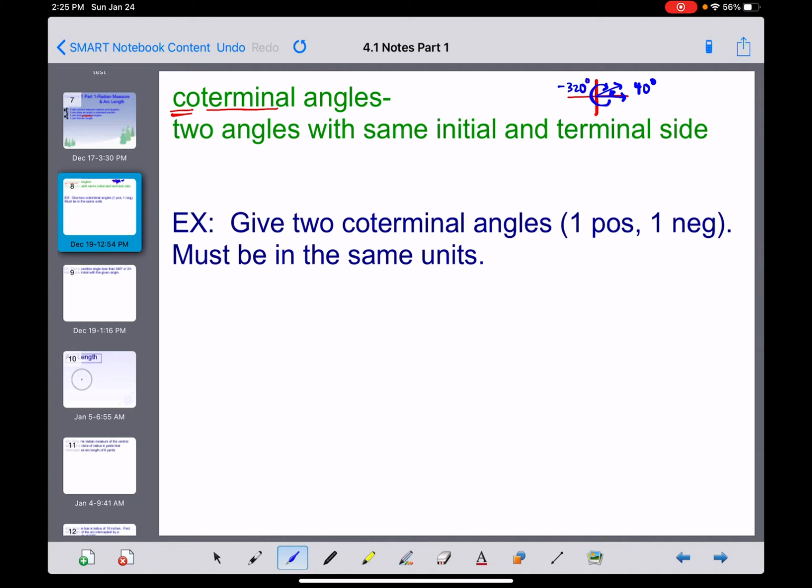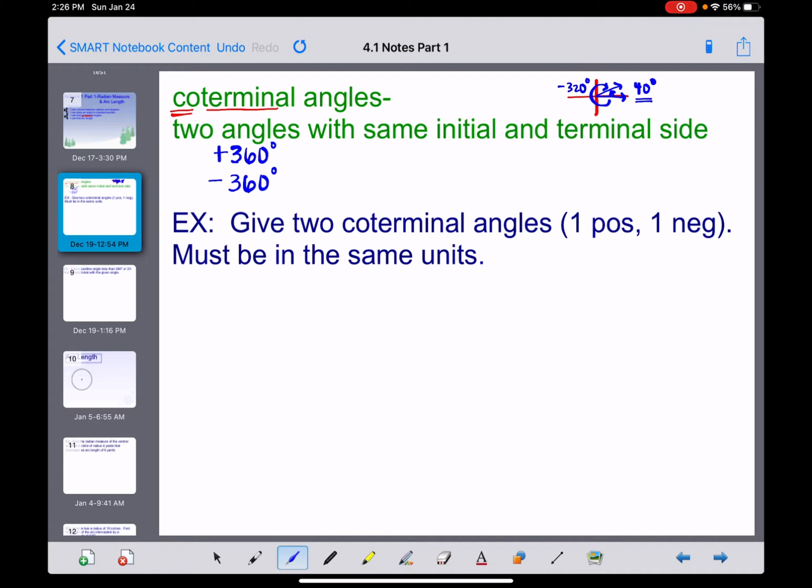Well, those, if you disregard the positive negative, are adding to 360. But if I start with 40, I would subtract 360 degrees to get negative 320. If I start with negative 320, I would add 360 to get to 40. So the way that we find coterminal angles in degrees is we either add or subtract 360 degrees.